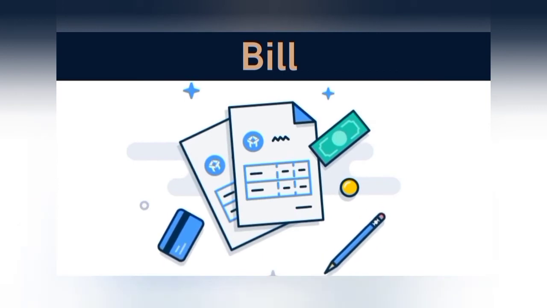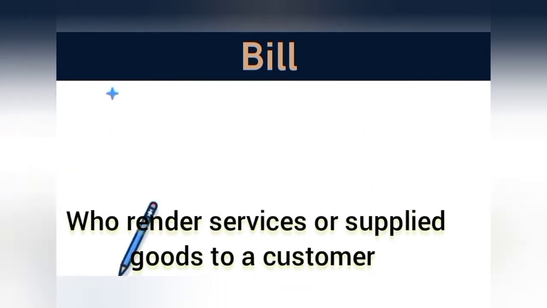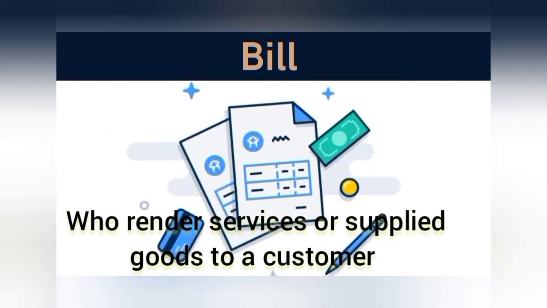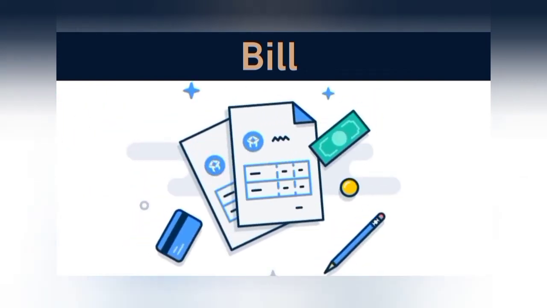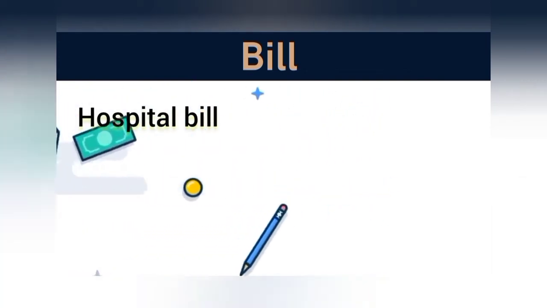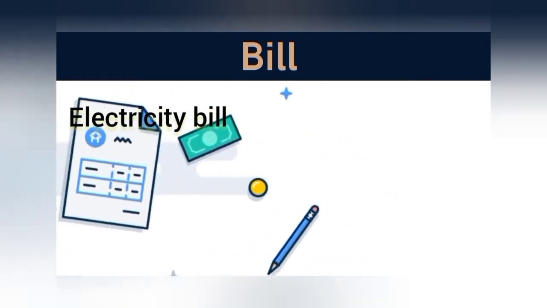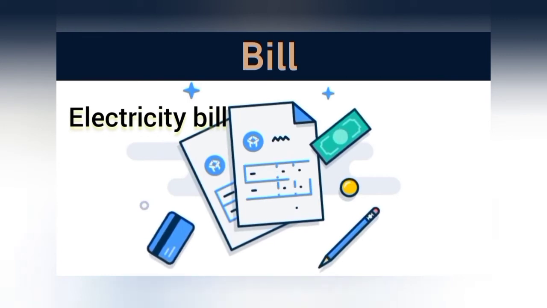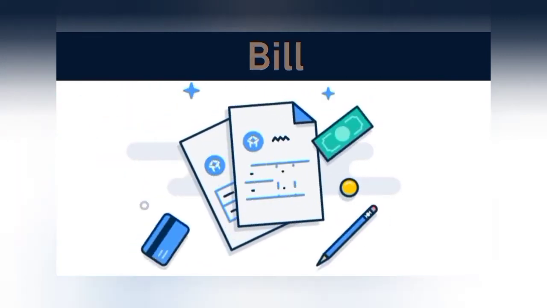A bill. What is a bill? A bill is a document issued by the person or organization who renders services or supplied goods to a customer, indicating the cost. For example, hospital bills, and we also have electricity bills. So bills are issued after a transaction.